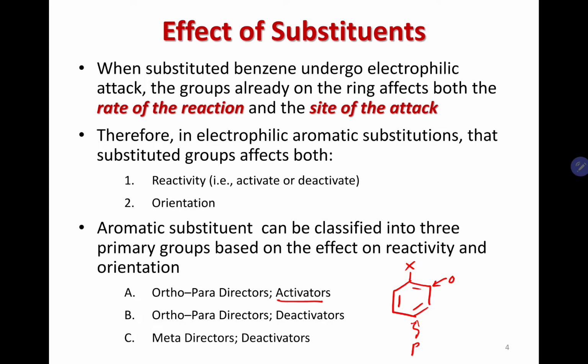And the second kind is also an ortho-para director, so the incoming group will go either to an ortho or a para position, but it's a deactivator. Why is it a deactivator? Because it is decreasing the rate of reaction.